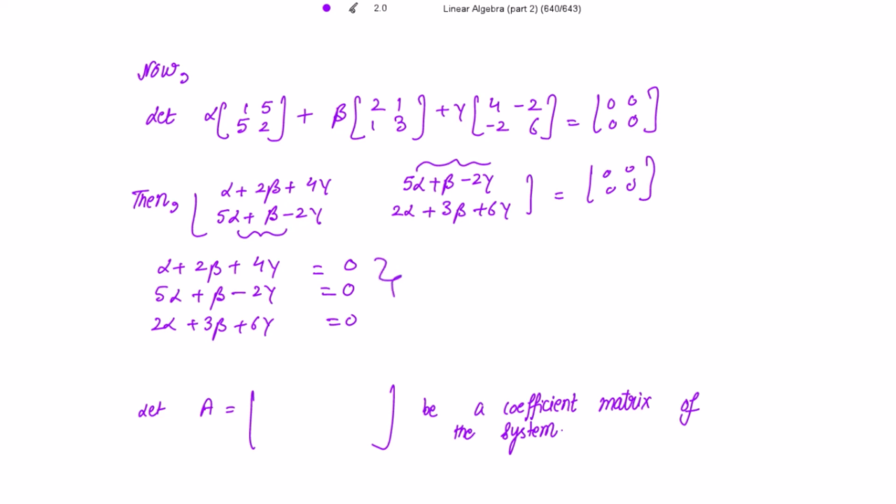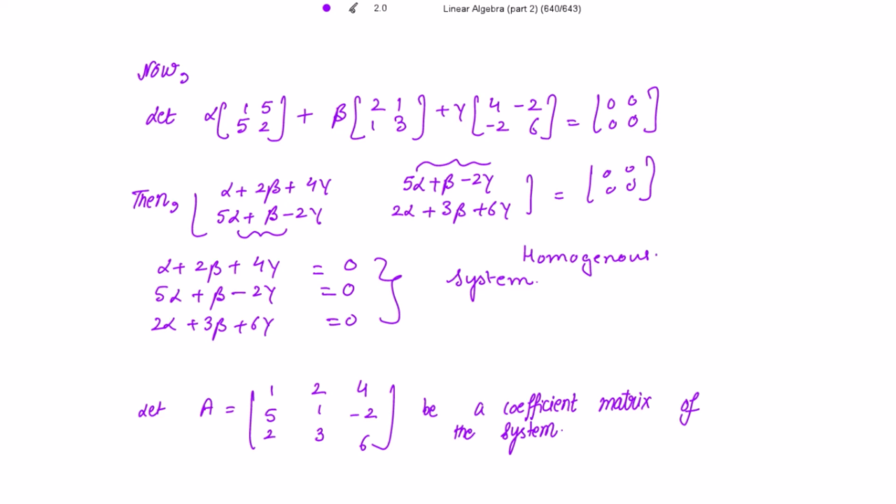Now we get these three equations, the homogeneous system of equations. Either you solve these equations and get the values of alpha, beta, gamma to be equal to 0, 0, 0, or there is another way. Just take the coefficient matrix of the system. So you get, taking the coefficients, 1 5 2, 2 1 3, 4 negative 2 6. So this is the coefficient matrix of this given system.